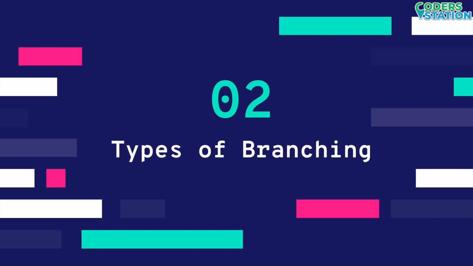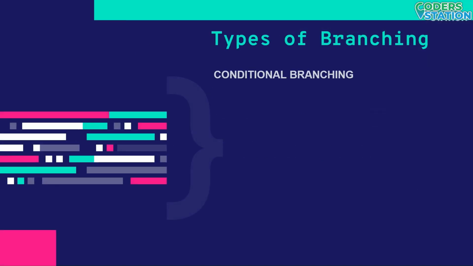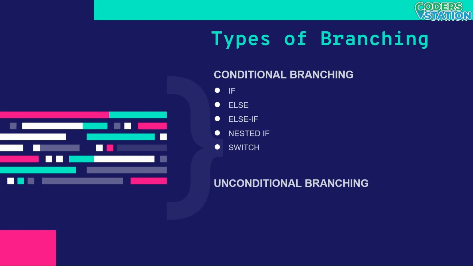Second, what are the types of branching? So there are two types of branching. The first is conditional branching, and in that we have 5 types: if, else, else if, nested if, and switch. In this video, we are going to see about if and else. The second main type of branching is unconditional branching. In this, we have goto, break, and continue.